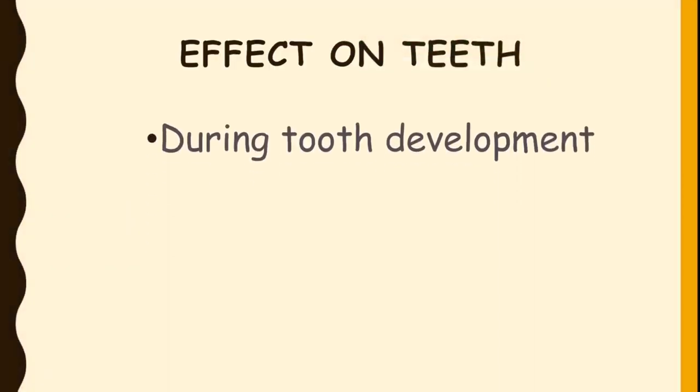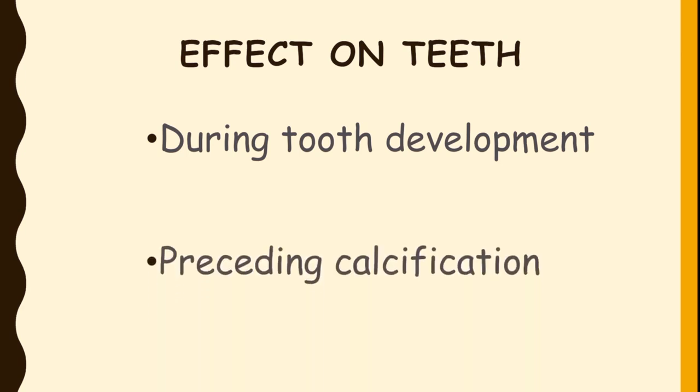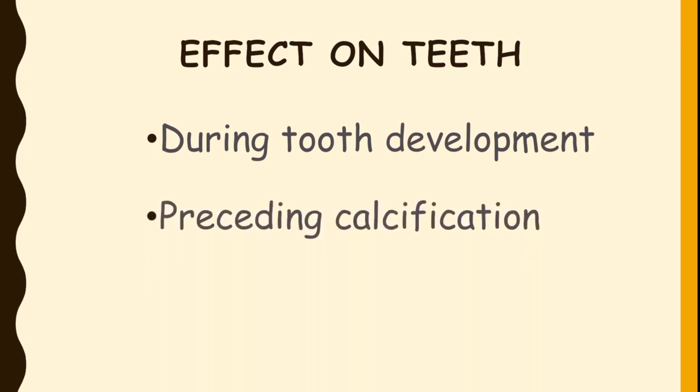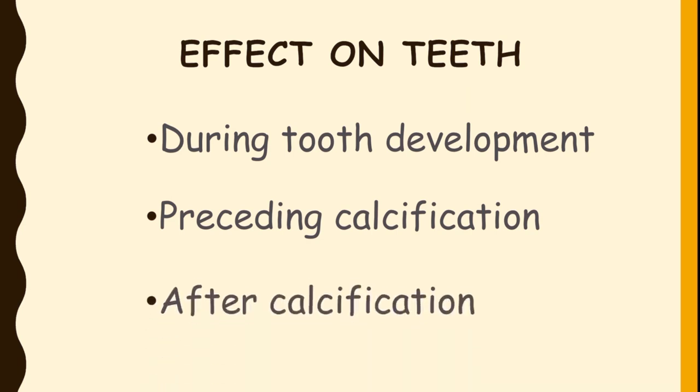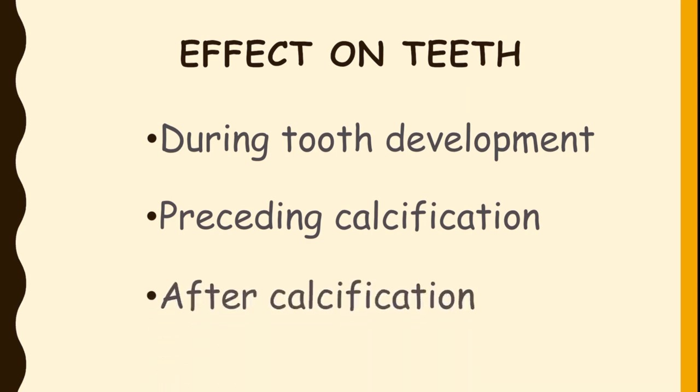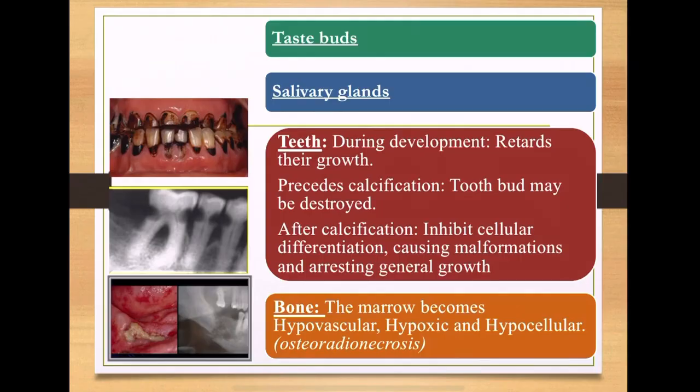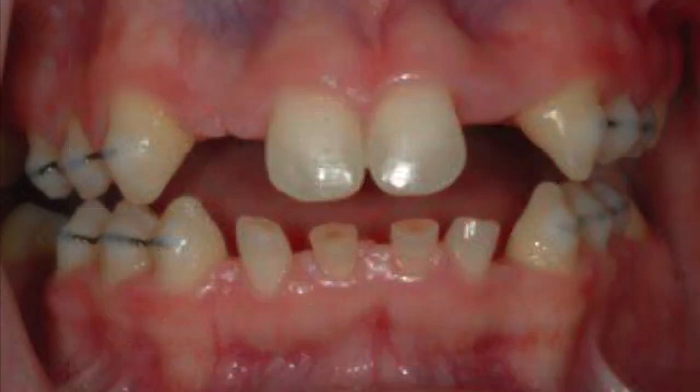If the radiation is occurring during the development of the tooth, then it retards the growth of it. If it precedes the calcification, then the tooth bud can get destroyed. And if the radiation is after the calcification, this inhibits the cellular differentiation and arrests the overall growth. In general, the jaws can be affected by retarded root development, dwarfed teeth, failure to form one or more teeth, anodontia, and premature eruption of teeth.